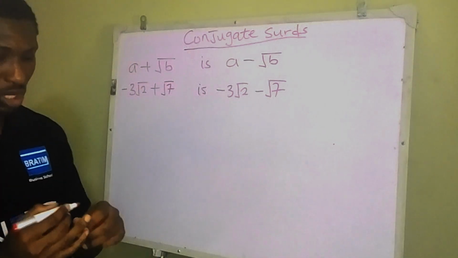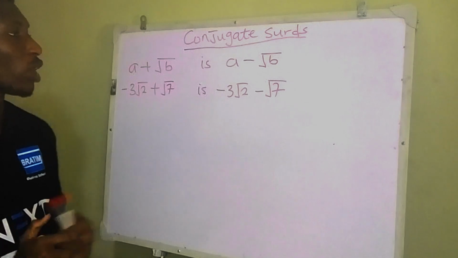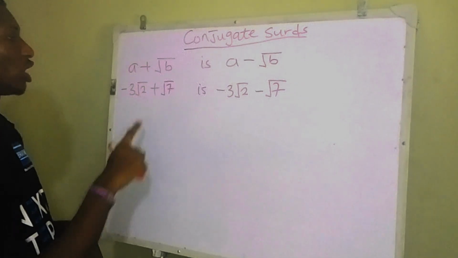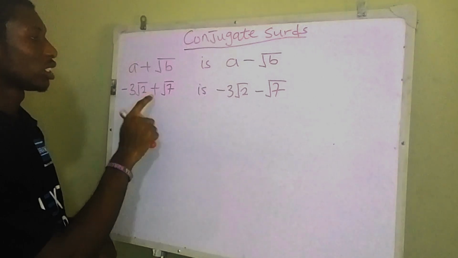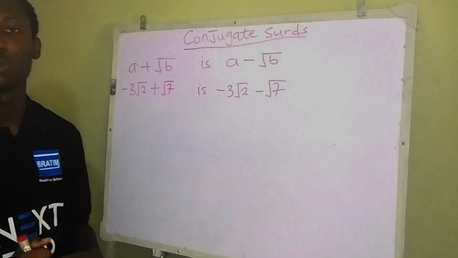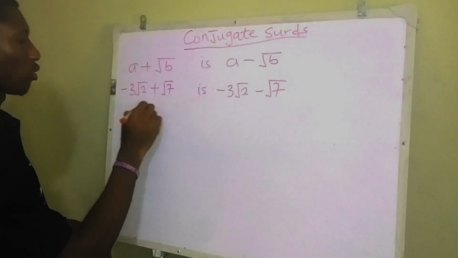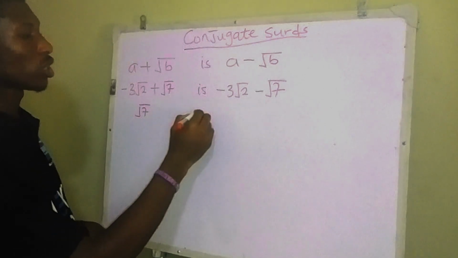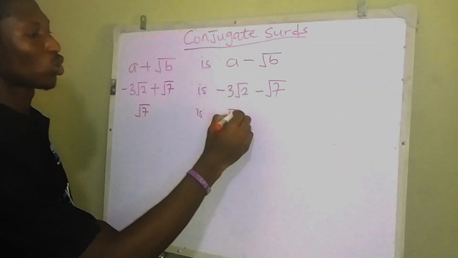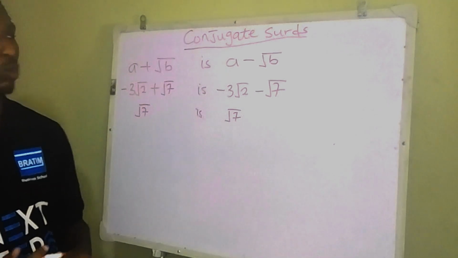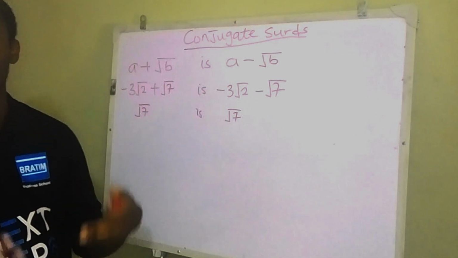What it therefore means is whenever you want to find the conjugate of a surd expression, it is only the sign separating those two surds that changes. So let's assume you have square root of 7. The conjugate of square root of 7 is square root of 7, because there is no sign separating the two of them.